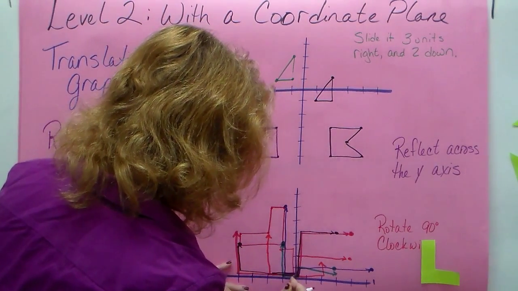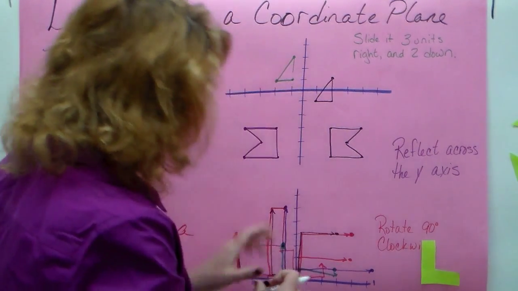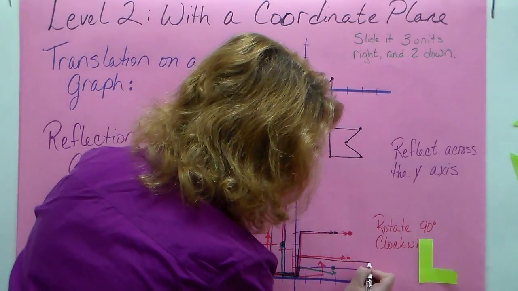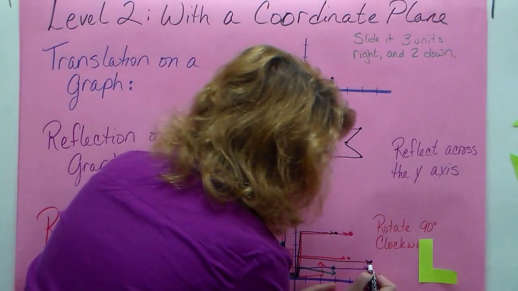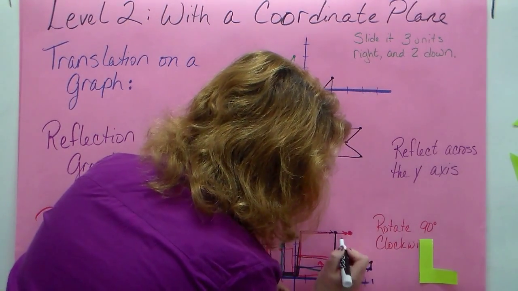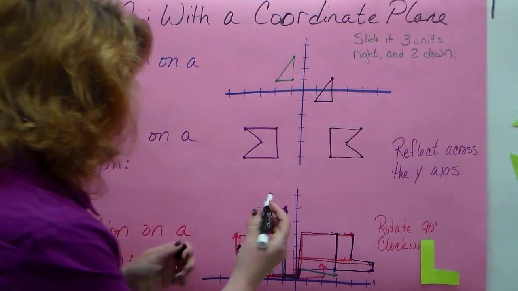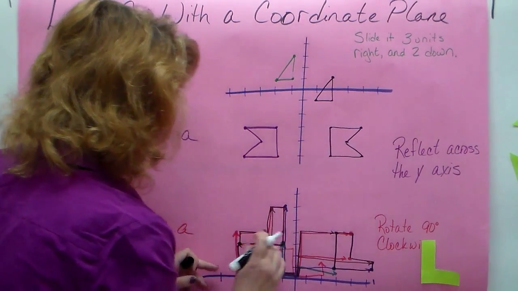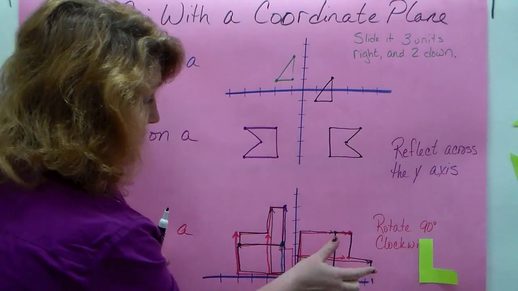1, 2 over, and this is 6 up. So now I'm going to take that and tilt it, and I'm going to go 2 over and 6 up. Now let's see what we got. I have taken my original shape, and I have rotated it here.